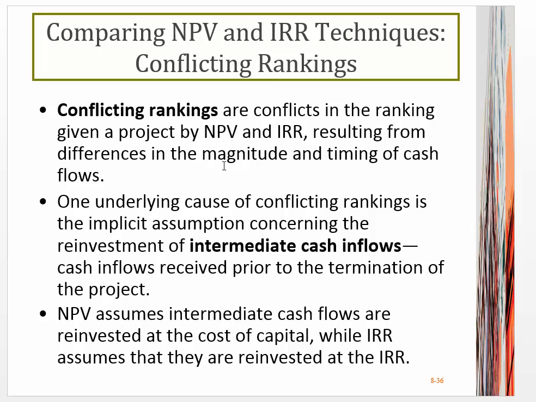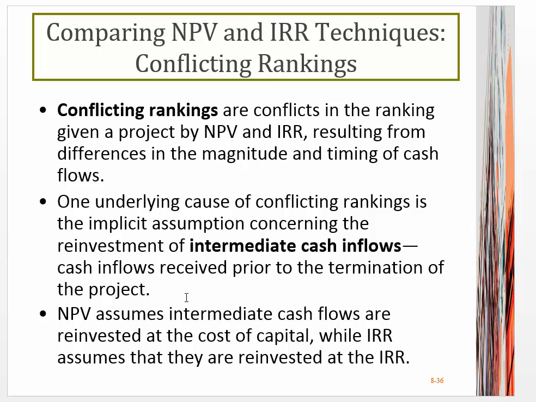These conflicts are caused by lots of reasons. And we're really not going to talk about them in a lot of detail. We have a couple of slides, but we're not going to talk about them in a lot of detail. Primarily, the reason for the differences is reinvestment. What is the assumption in the technique for how future cash flows are reinvested?